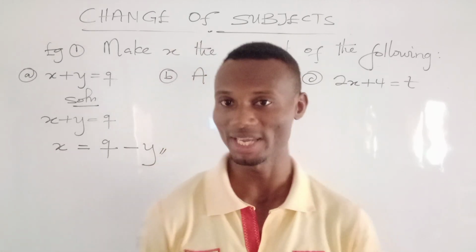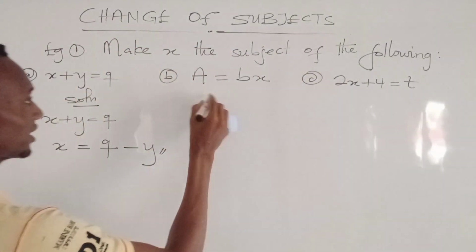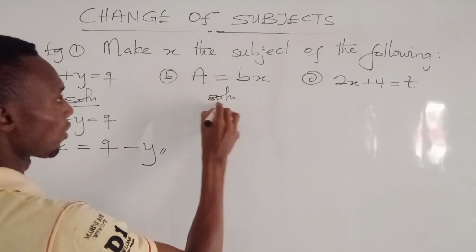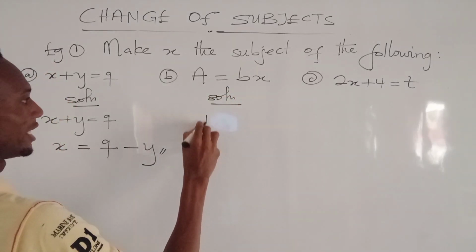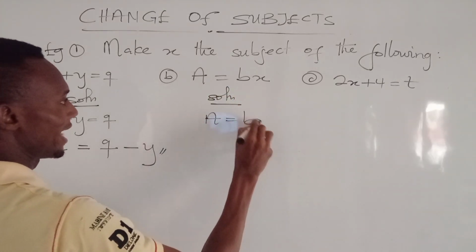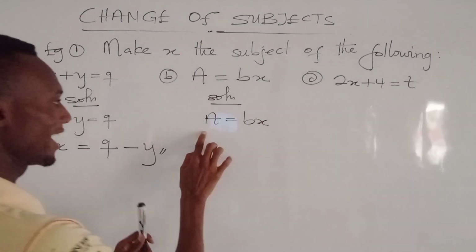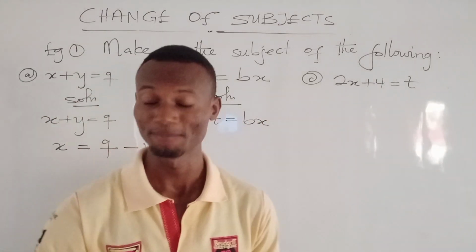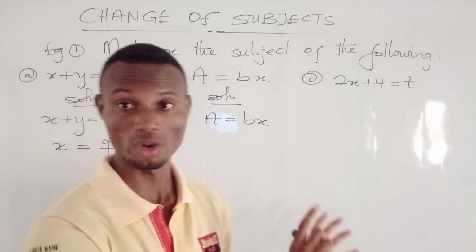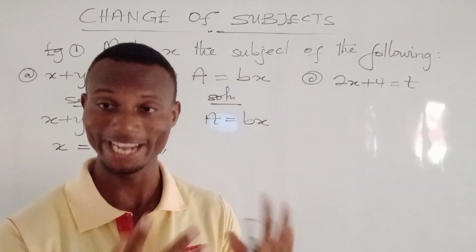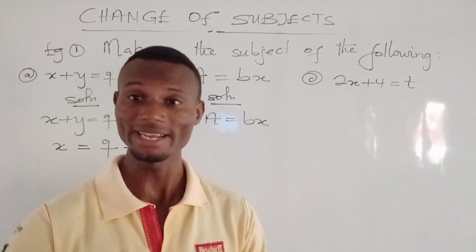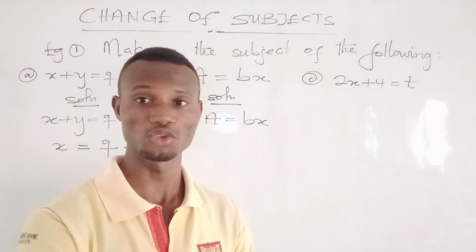Now let's handle the b as well. So the b, I have a equals bs. Okay, so let's do it together. A equals bs. Now we have a equals bs. We are to make s the subject in this equation, meaning that s should stand alone. Whatever is attached to s, we are going to move it away.